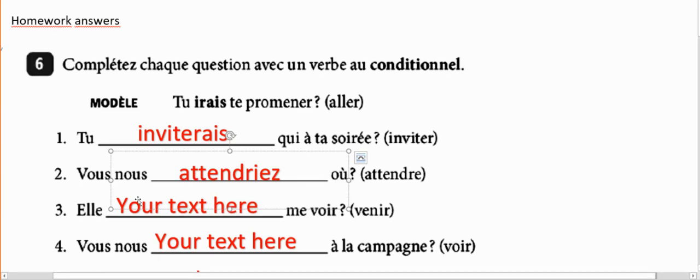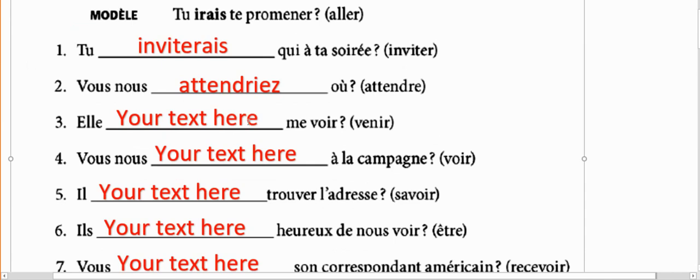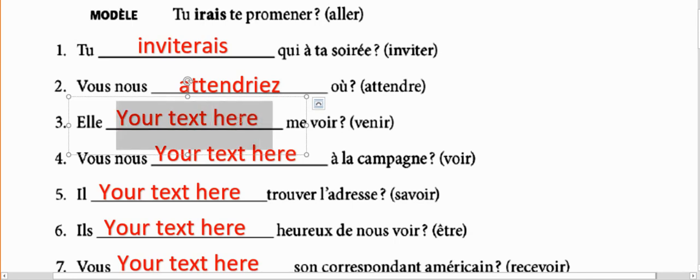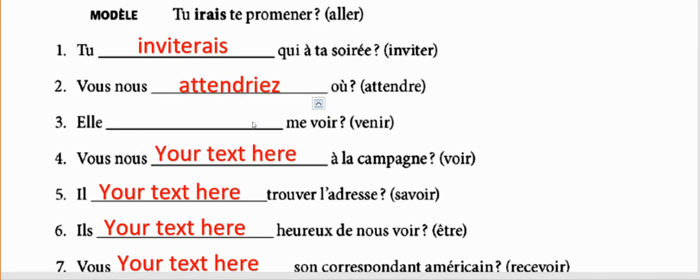Number 3 here is an irregular verb, hence irregular stem. Elle, okay, the stem for venir is viendr, like this, right? And then you just add your endings. Elle viendrait me voir, she would come see me.